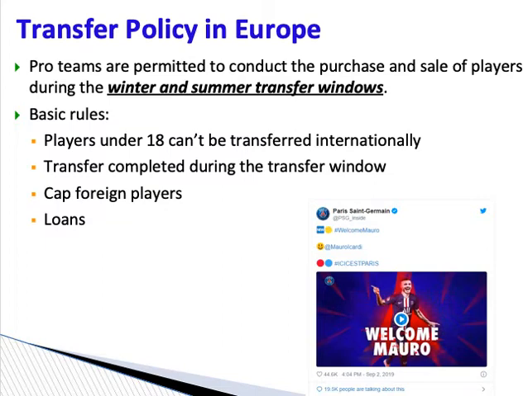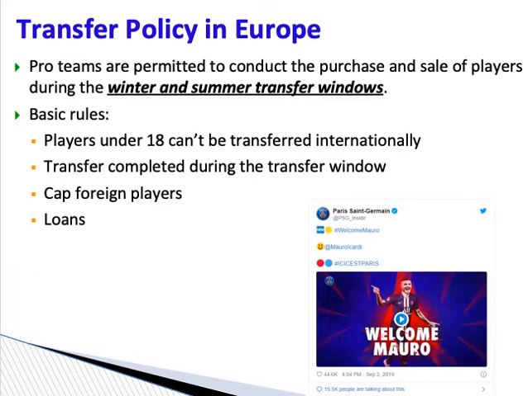Professional sports teams are only allowed to purchase and sell players during the winter and summer transfer windows, which means that at other times you are not allowed to buy or sell players. The summer window is normally when the season is over.